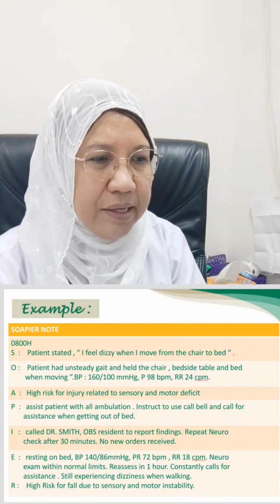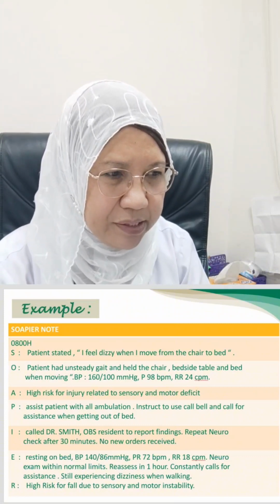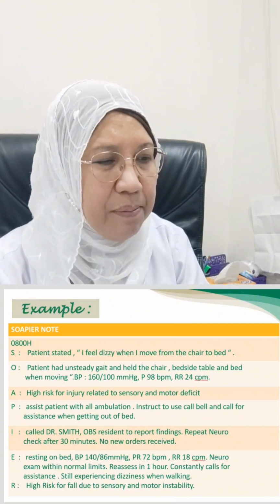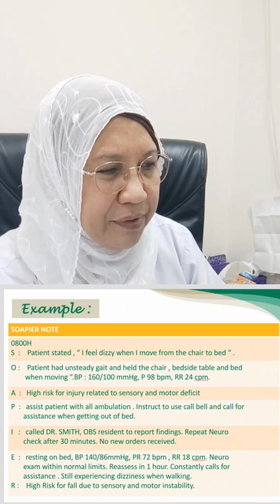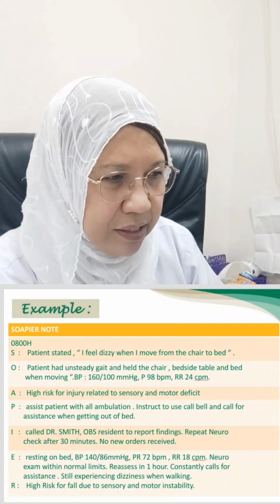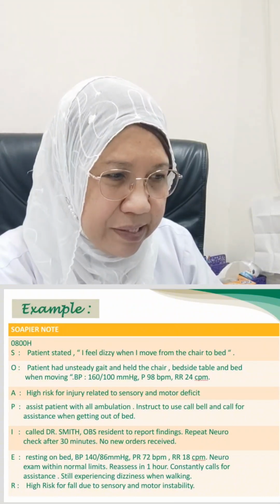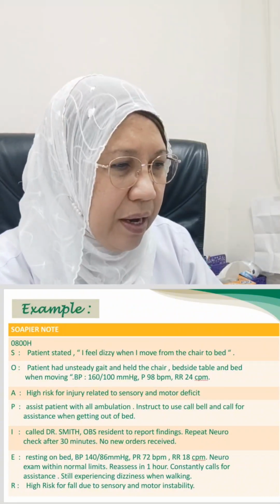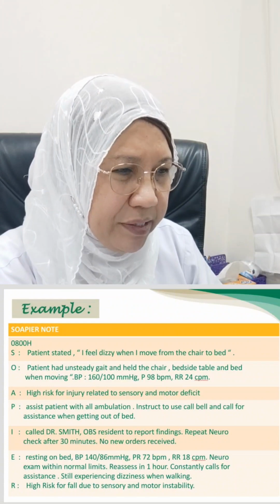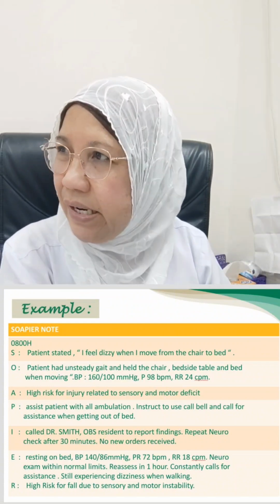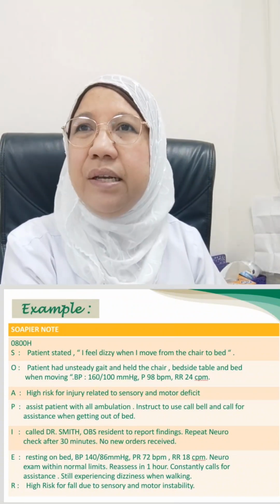Okay? Resting on bed, blood pressure 140/86 millimeter of mercury. Pulse rate is 72 beats per minute. Respiratory rate is 18 cycles per minute. Neuro exam within normal limits. Reassess in 1 hour, and constantly calls for assistance. Still experiencing dizziness. So your patient is still feeling dizzy.